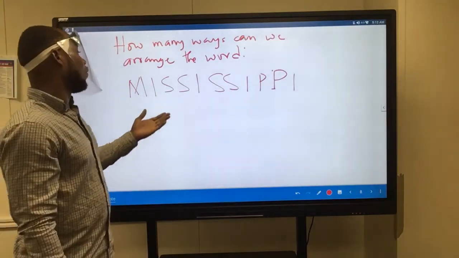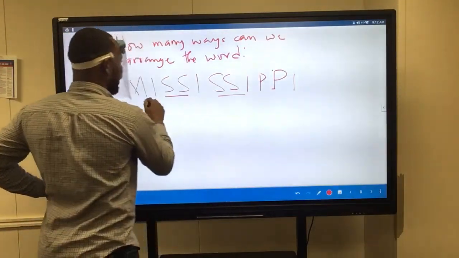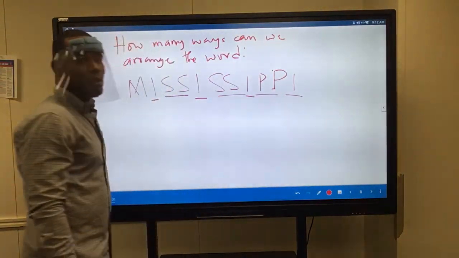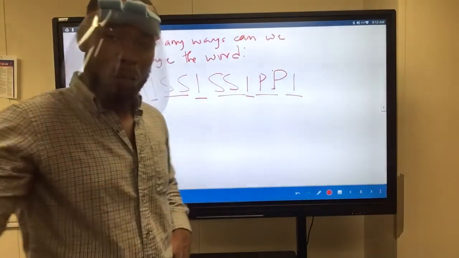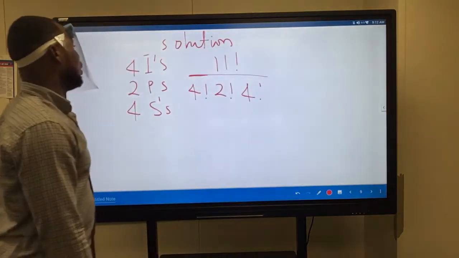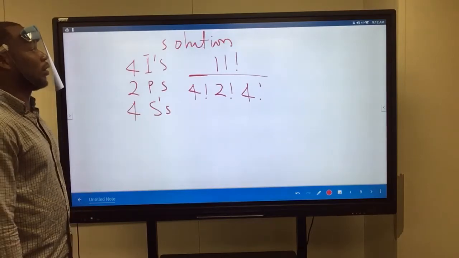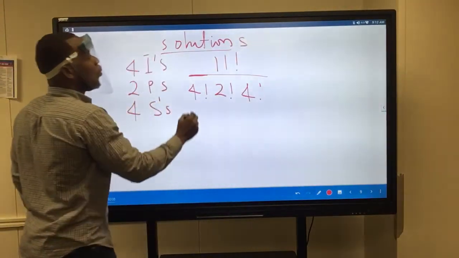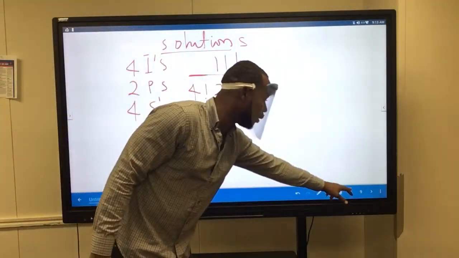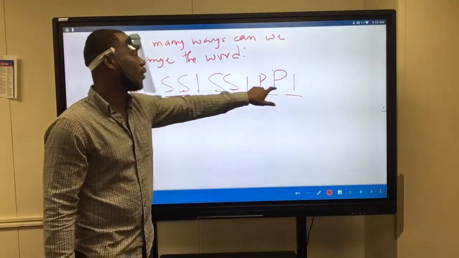So if we have to arrange these letters, we have 4 S's, and then there are 4 I's in Mississippi, and then there are 2 P's. So in this arrangement, we just use the example we had before. There are 4 I's, there are 2 P's, and there are 4 S's in Mississippi. So our solution will be 11 factorial. The letters in Mississippi, when you count, it's 1, 2, 3, 4, 5, 6, 7, 8, 9, 10, 11.